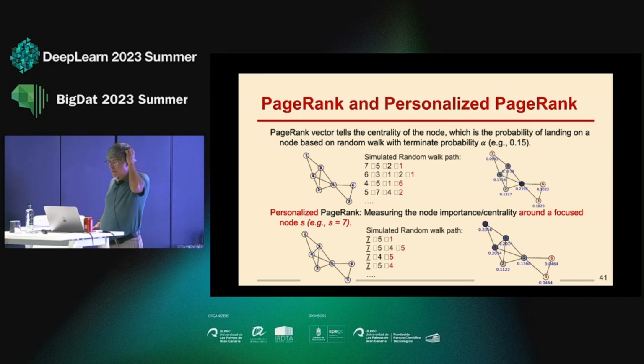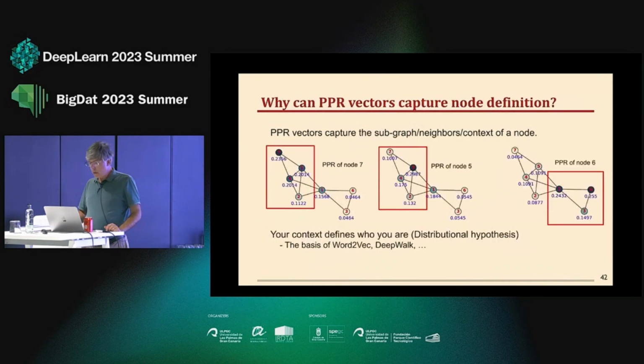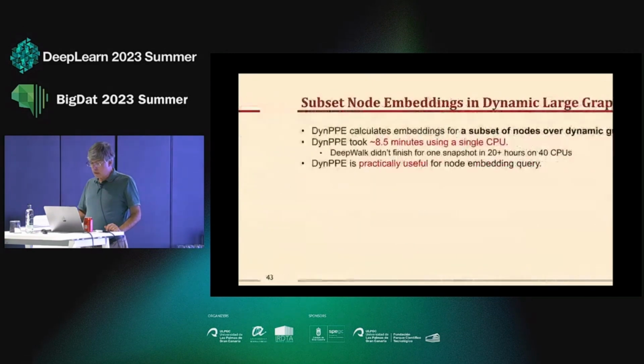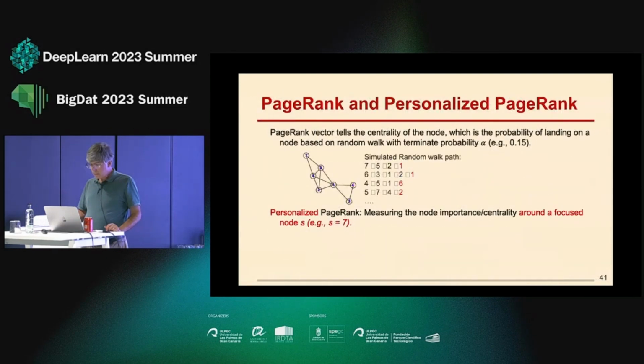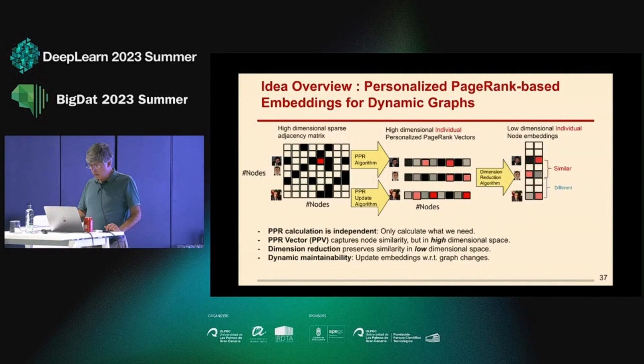So if you do a personal PageRank walk around a particular node, what are you going to get? Again, these are things that, actually, let's go back here. Sorry about this. Now I'm understanding what my problem was.